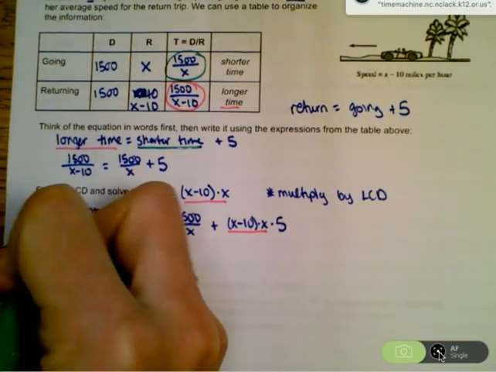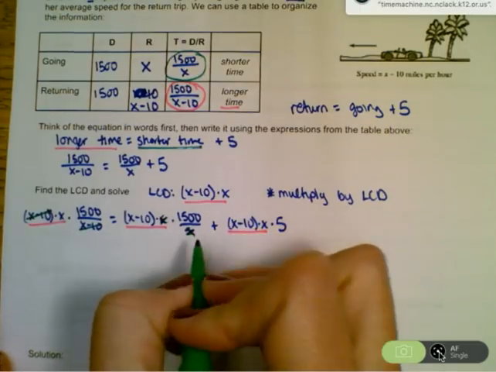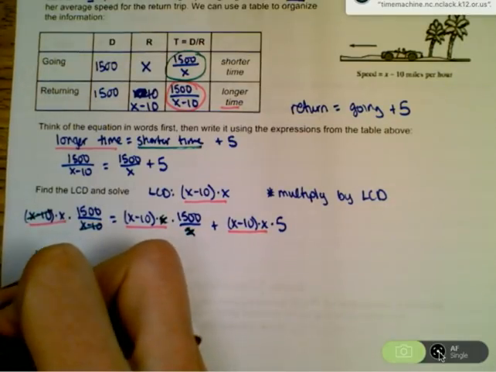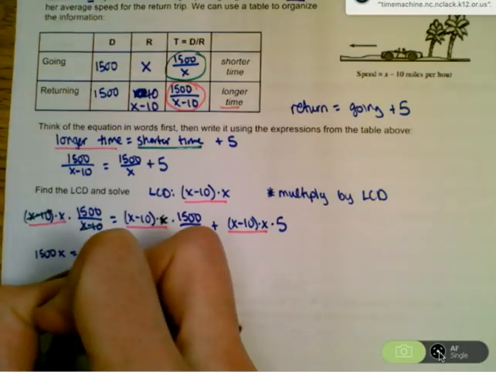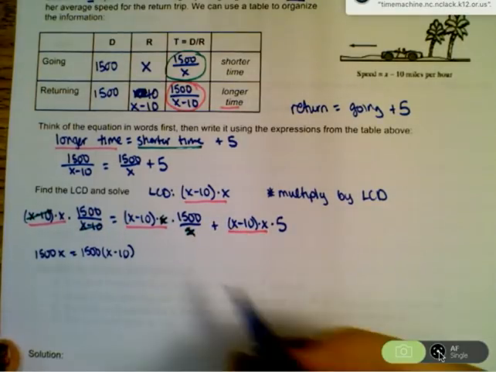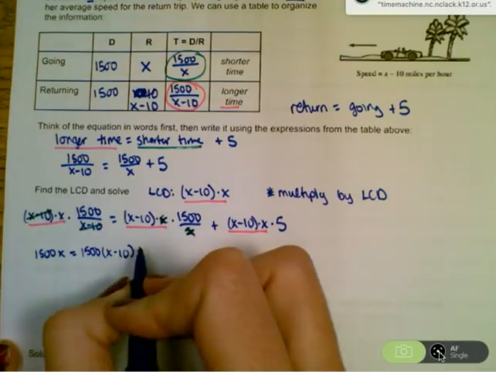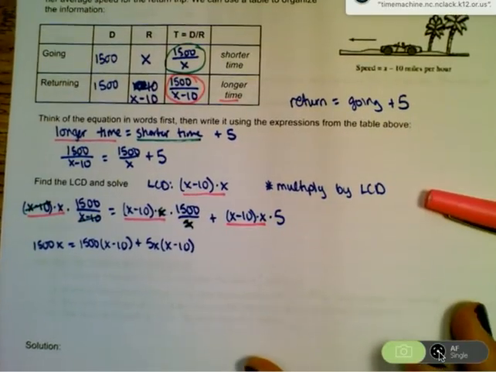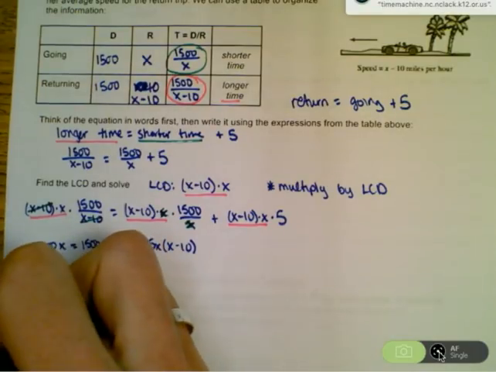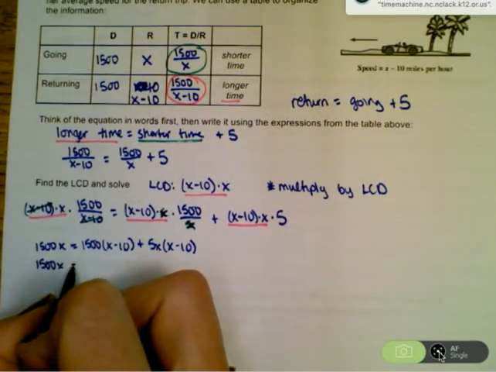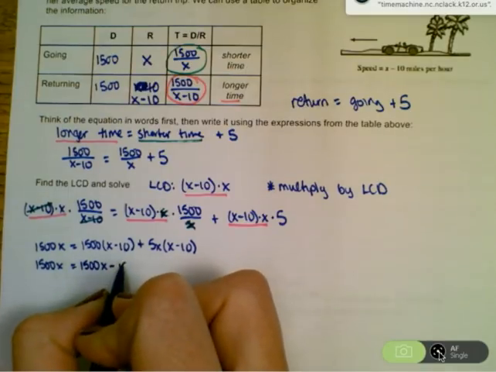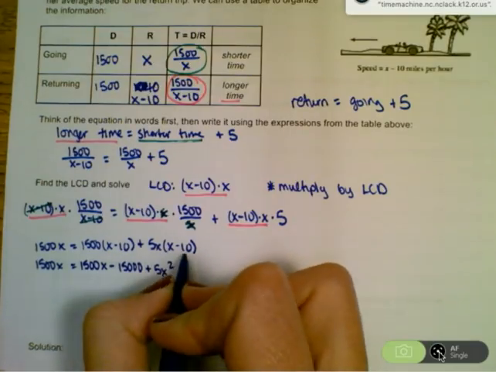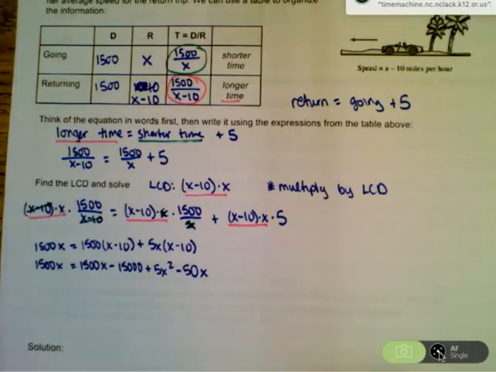So this and this will cancel, this x and that x will cancel, and I'm left with x times 1500, or 1500x, equals 1500 times x minus 10 plus 5 times x minus 10. So this is an equation then that I can solve using strategies that we've learned in the past. So I'm just gonna chug through this. 5x minus 15,000 plus 5x squared minus 50x.